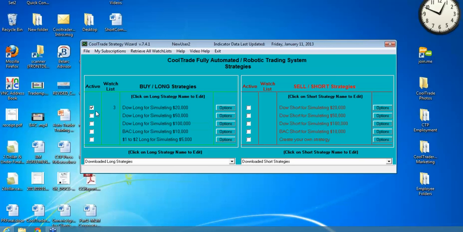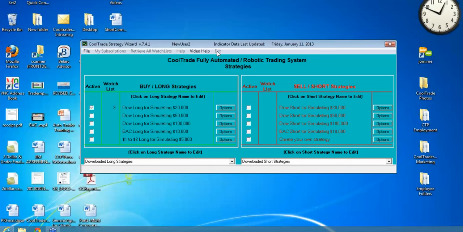But it would just pull it in, and then you put a check mark next to it, and the robotic trader would begin carrying out that strategy for you. So that's kind of how that works. Now, when you want to close this, you've selected the strategy that you want the robotic trader to start running.